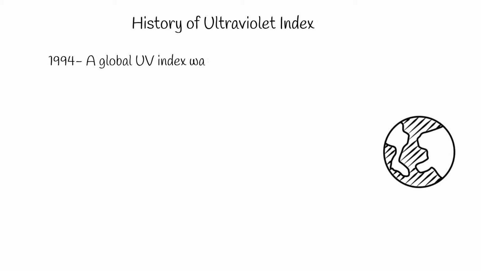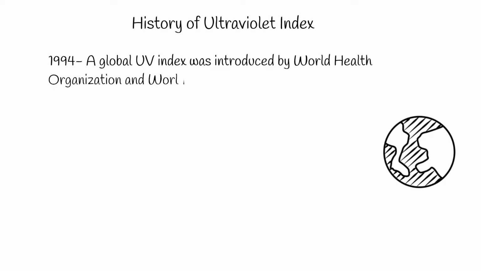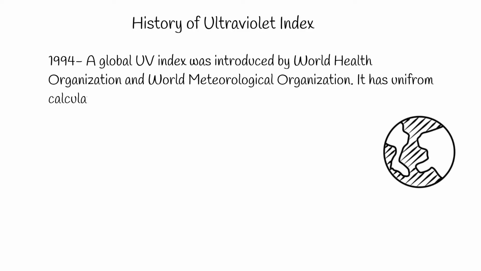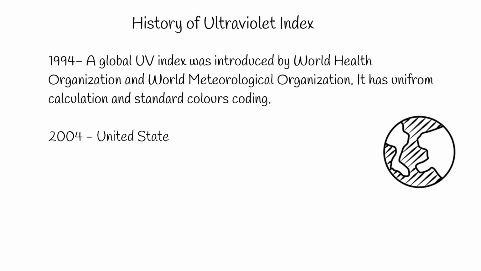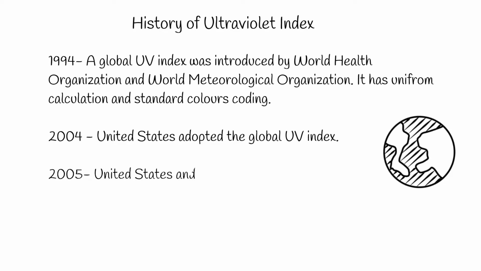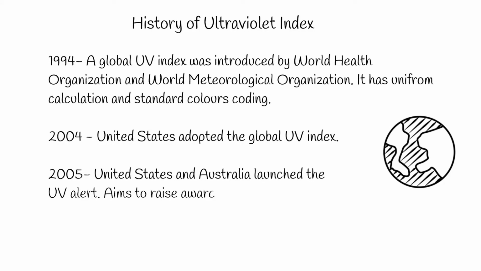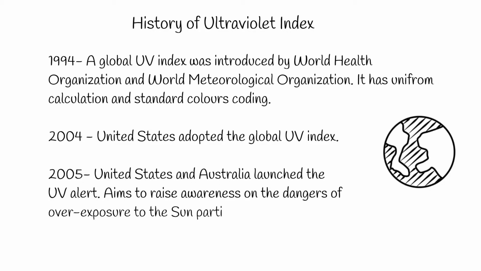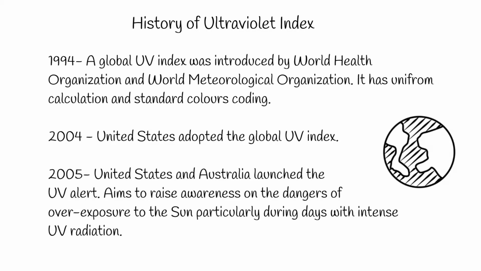In the year 1994, a global UV index was introduced by the World Health Organization and the World Meteorological Organization. It has uniform calculation and standard color coding. A decade later, in the year 2004, the United States adopted the Global UV Index. A year later, both the United States and Australia launched the UV Alert. It aims to raise awareness on the dangers of overexposure to the sun, particularly during days with intense UV radiation.